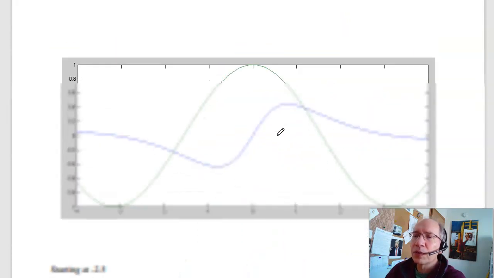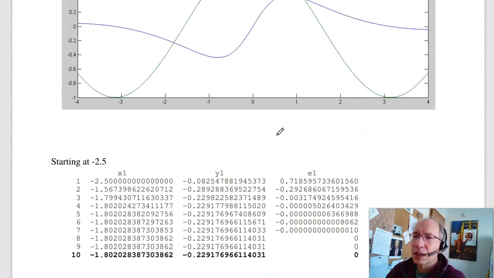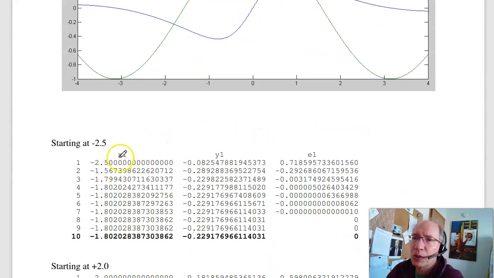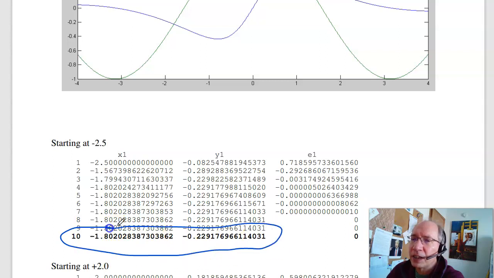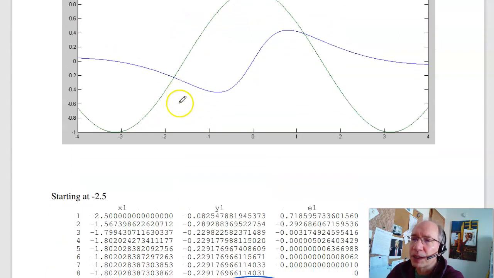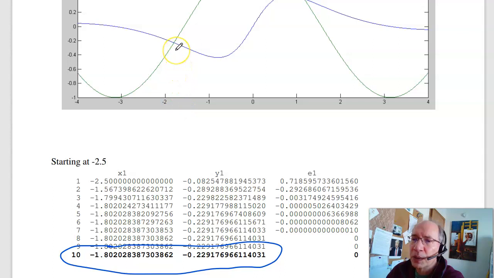So if I do that, here's my first guess is -2.5. These are my guesses versus time, and the error, you see very, very quickly, I converge. That's the first solution right here. That's actually -1.802028387. A few more decimal places, then I'll read off the graph.